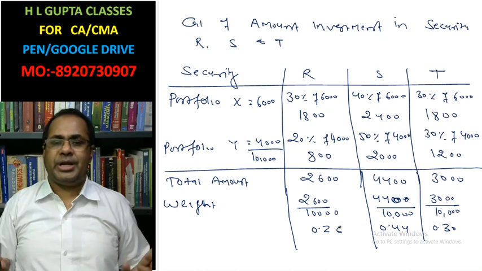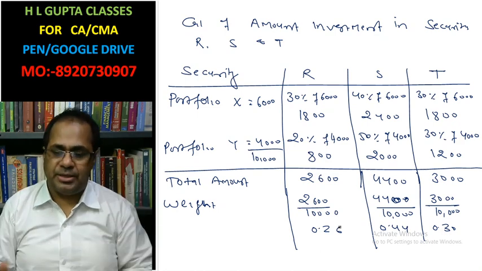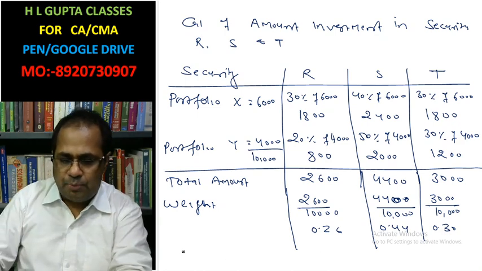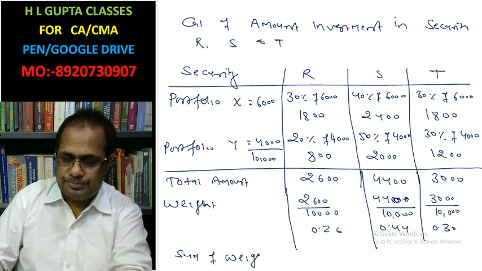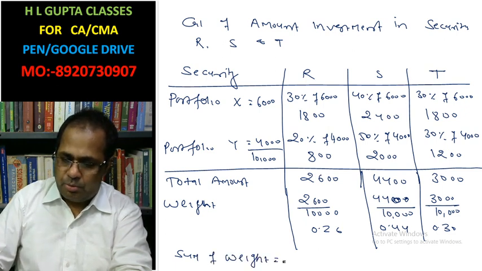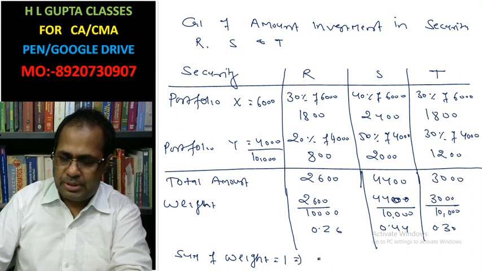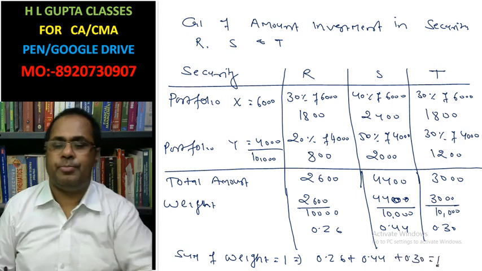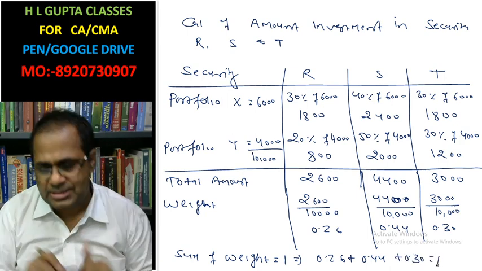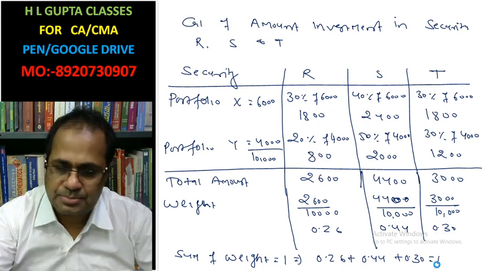So these are the weights you have invested, which was asked in your question. The sum of weights is 1. Sum of weights equal to 1. This is proved here: 0.26, 0.44, 0.30. This is 1. Okay. This was the simplest part.